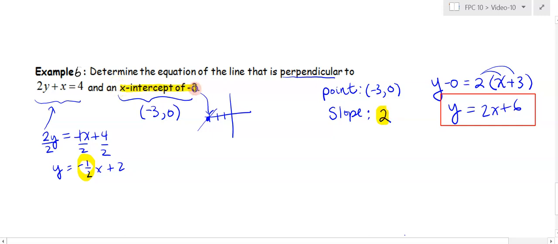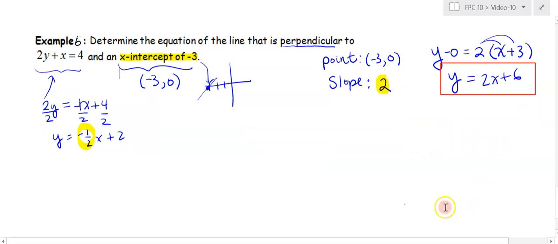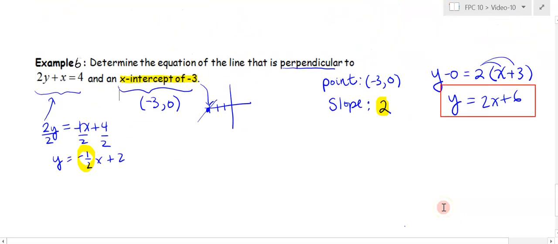Again, the x-intercept of negative 3 means negative 3 is x when y is 0. And again, I used my slope point form, plugged it in, and I now have the equation of a line, and this one's in y equals mx plus b. I could also write it in ax plus by plus c equals 0, both ones. All right, so that's just a quick review of parallel and perpendicular lines that you can practice on your assignment.